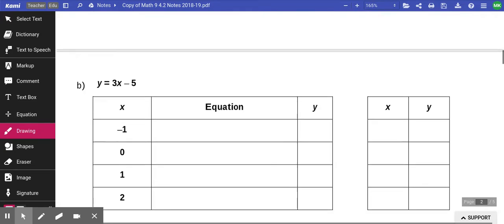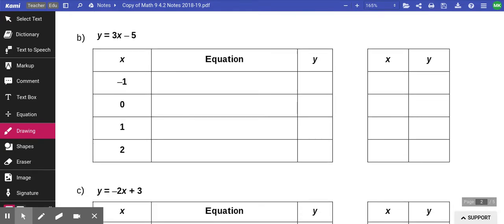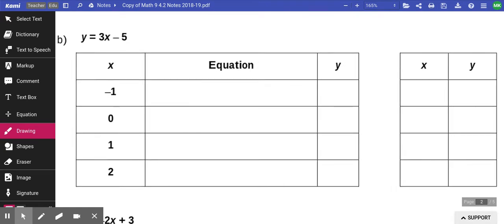We'll try another one. So I'll give you a minute. I want you to try to substitute those values in for x. I'll give you the first one, just in case. So the first one is x equals -1.